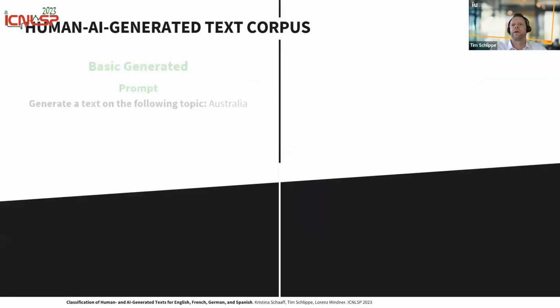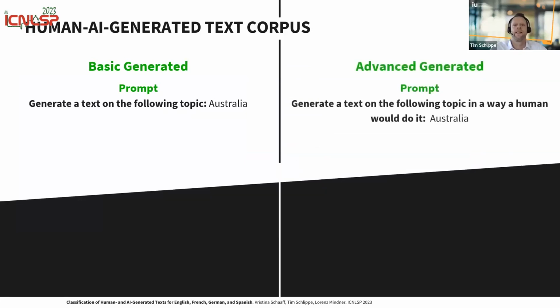Here's an example of how we created the AI-generated counterparts of the human-generated text. So for example, our basic prompt to generate a text about Australia from scratch was: generate a text on the following topic, Australia. Our more sophisticated advanced prompt to generate a text about Australia from scratch was: generate a text on the following topic in a way a human would do it, Australia.